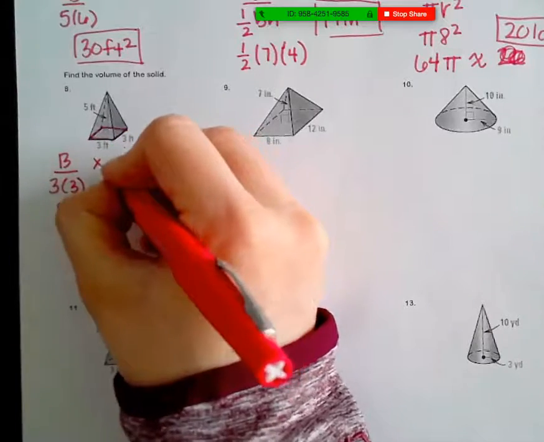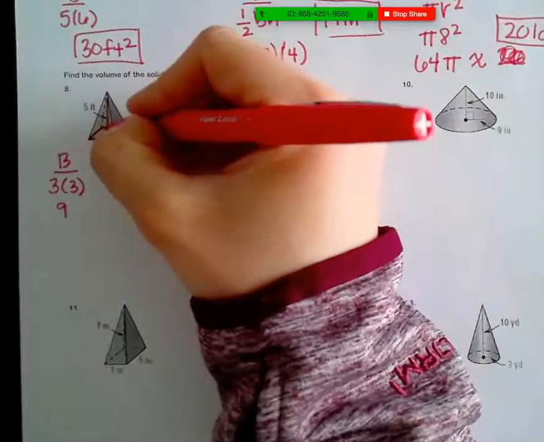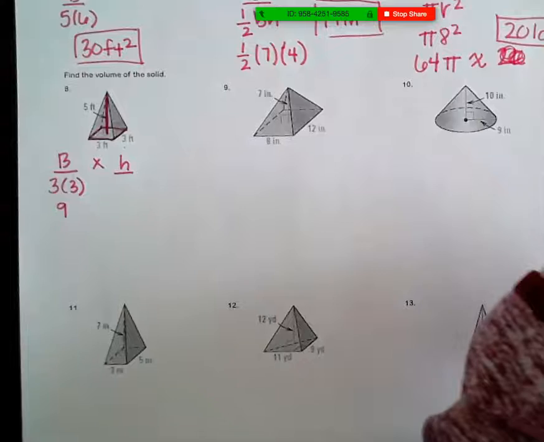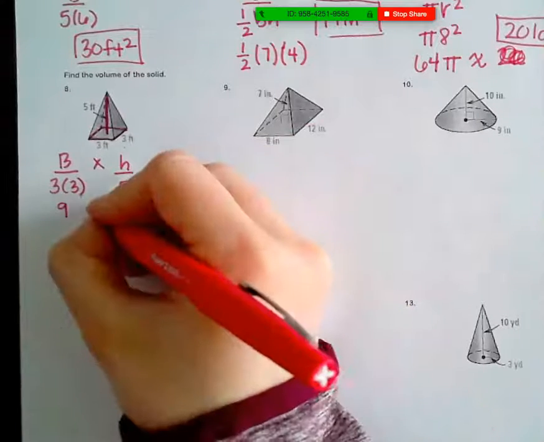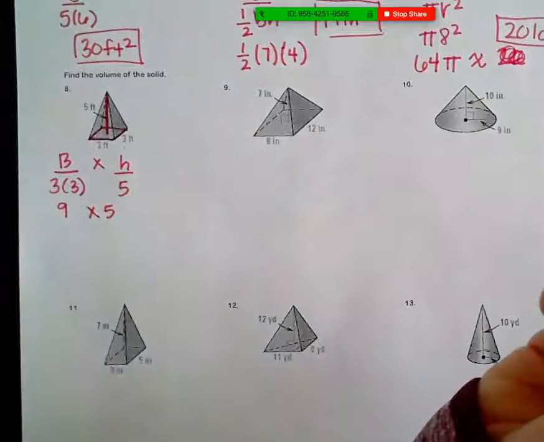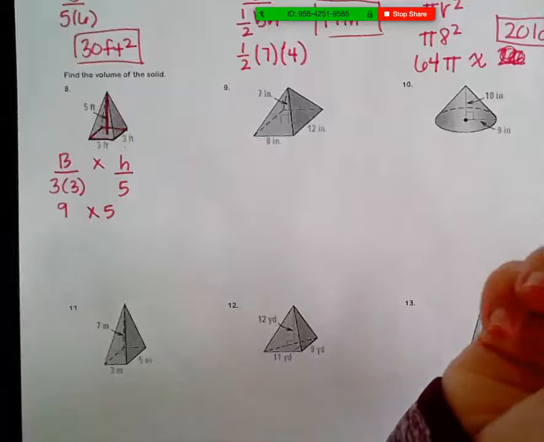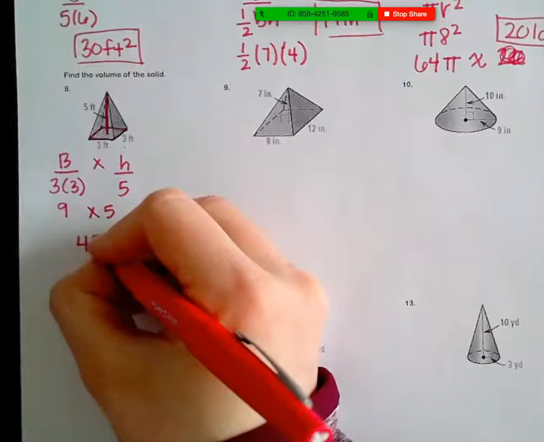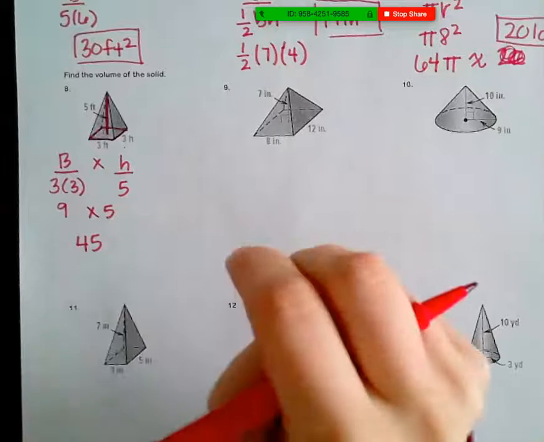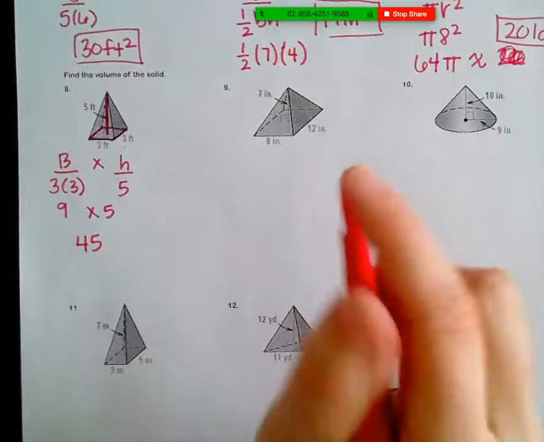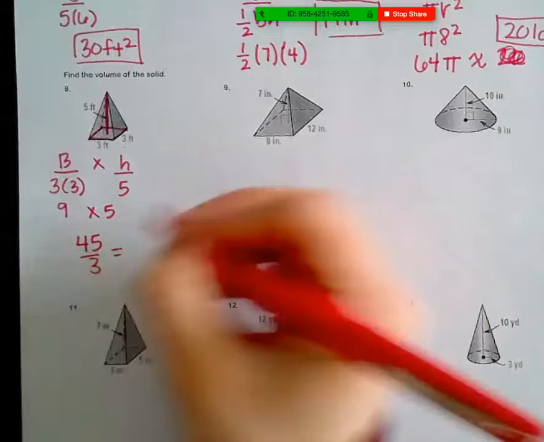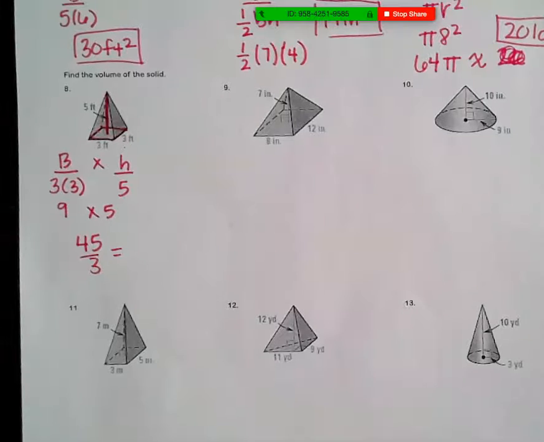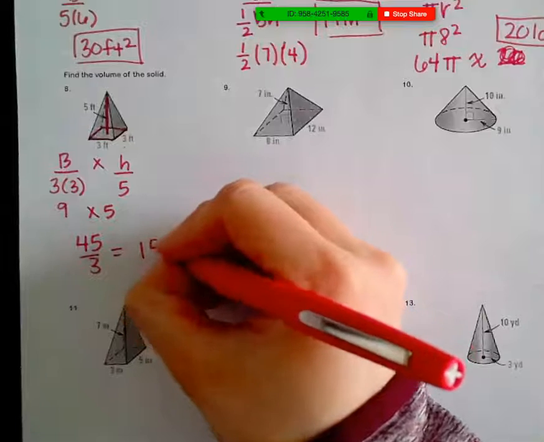And then how tall is our pyramid? 5. So now we have to take 9 times 5. 45. Good job, team. Now is 45 our answer? No, it's divided by 3. You guys are so good. I got 15. Are we okay with 15? Yeah. Feet cubed. Yes, can't forget our units.